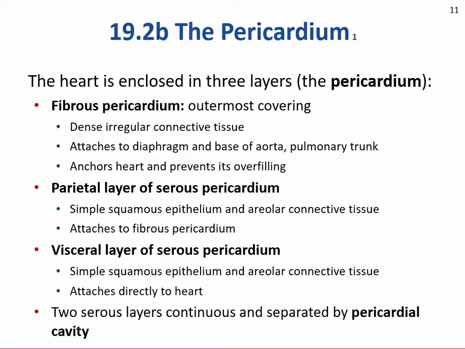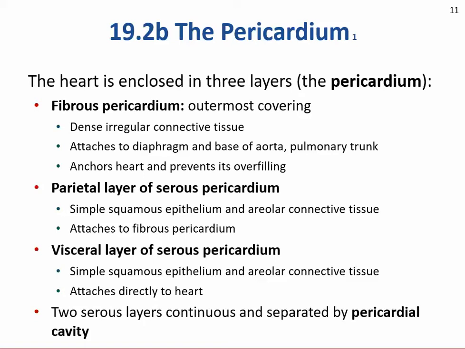Now, lining the fibrous pericardium is the serous pericardium. And the serous pericardium is an epithelial membrane. It is a simple squamous epithelium and some areolar connective tissue that attaches it to the fibrous pericardium. And it's got a lot of blood vessels in it. And it produces a liquid that bathes the outside of the heart.